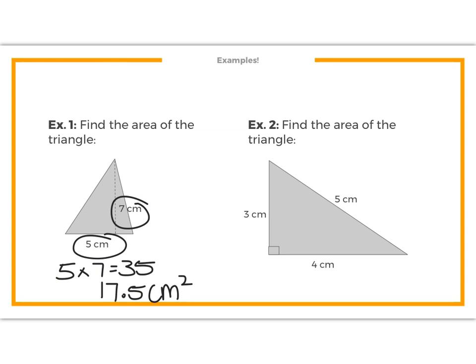On example 2, I'm asked again to find the area of a triangle. Pay attention because you want to use the two sides that are perpendicular to each other. So 3 times 4 times a half, 12 divided by 2 is 6 centimeters squared.